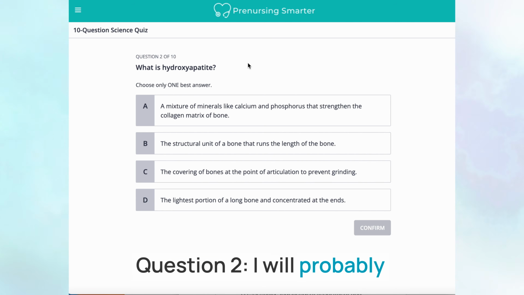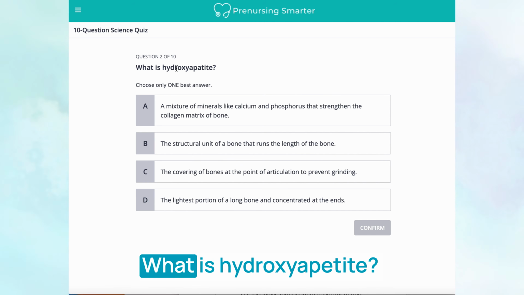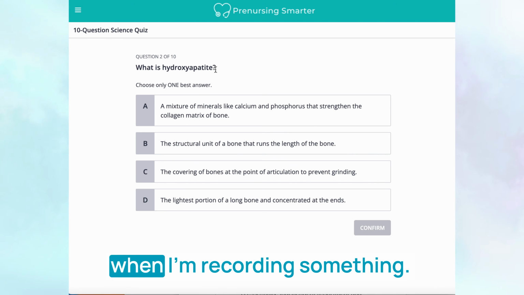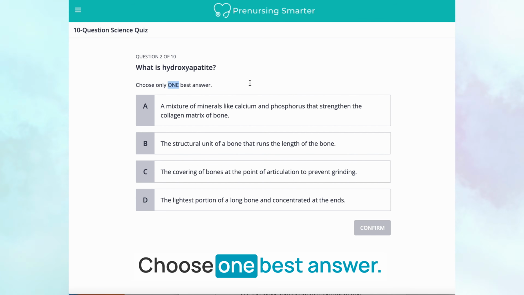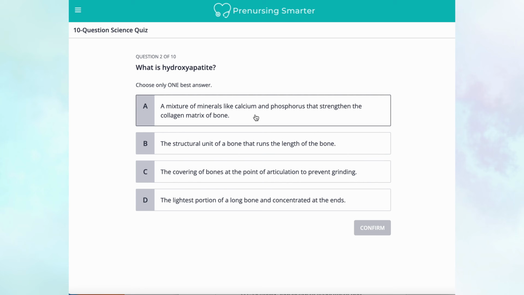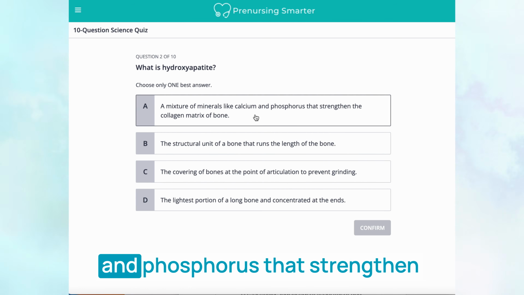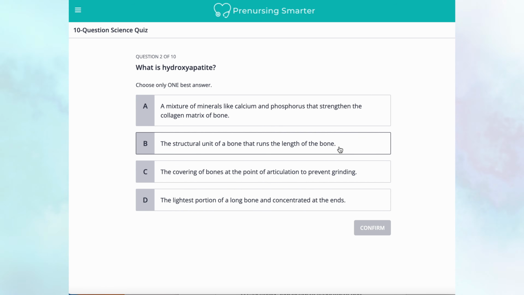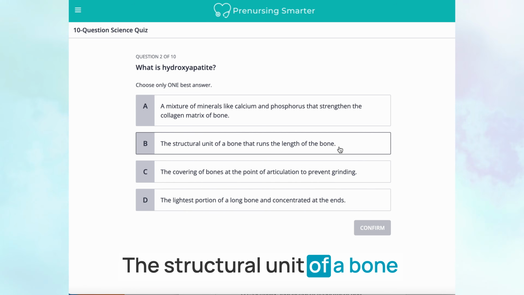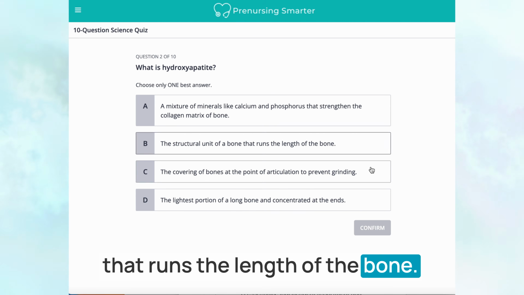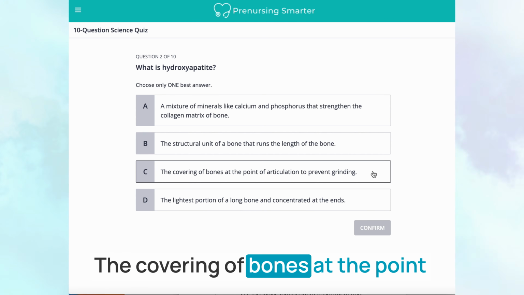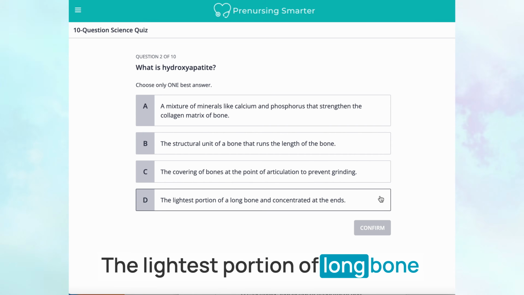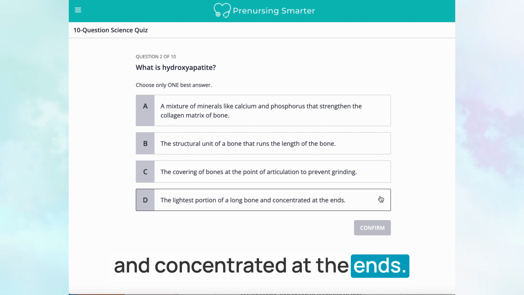Question 2, I will probably mispronounce this, I apologize. What is hydroxyapatite? I'm the worst at pronouncing things sometimes, especially when I'm recording something. Choose one best answer. A, a mixture of minerals like calcium and phosphorus that strengthen the collagen matrix of bone. B, the structural unit of a bone that runs the length of the bone. C, the covering of bones at the point of articulation to prevent grinding. D, the lightest portion of long bone and concentrated at the ends.